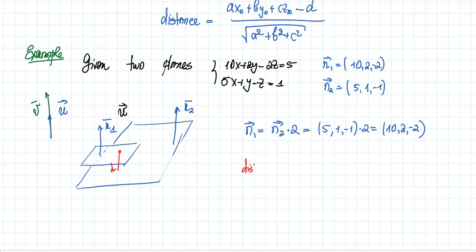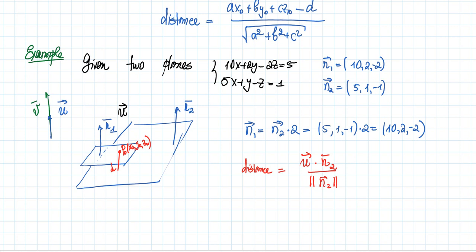So the distance formula: if this point has the coordinates x0, y0, and z0, this is going to be equal to the vector u from the first plane to the second plane, dot product with the normal vector of the second plane, n2, divided by the norm of n2. Now, if I'm given the equations of the first and second planes, I'm given the normal vectors, and I need to find the points. Actually, I need to find one point on the first plane and one point on the second plane.